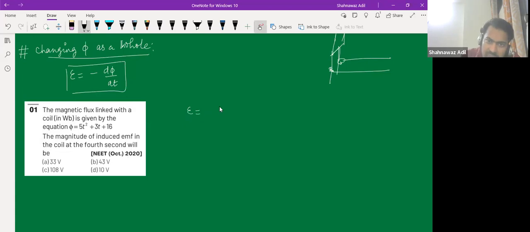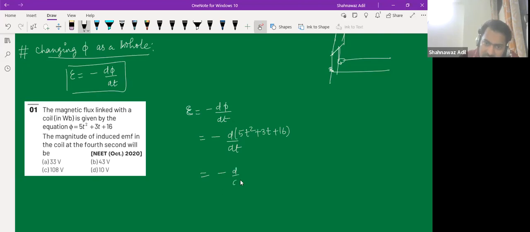What do we know? Induced EMF is minus d phi by dt. So they want us to calculate the magnitude of induced EMF in the coil at the fourth second, the instantaneous EMF. The EMF is minus d by dt of phi, and phi is given as 5t square plus 3t plus 60.